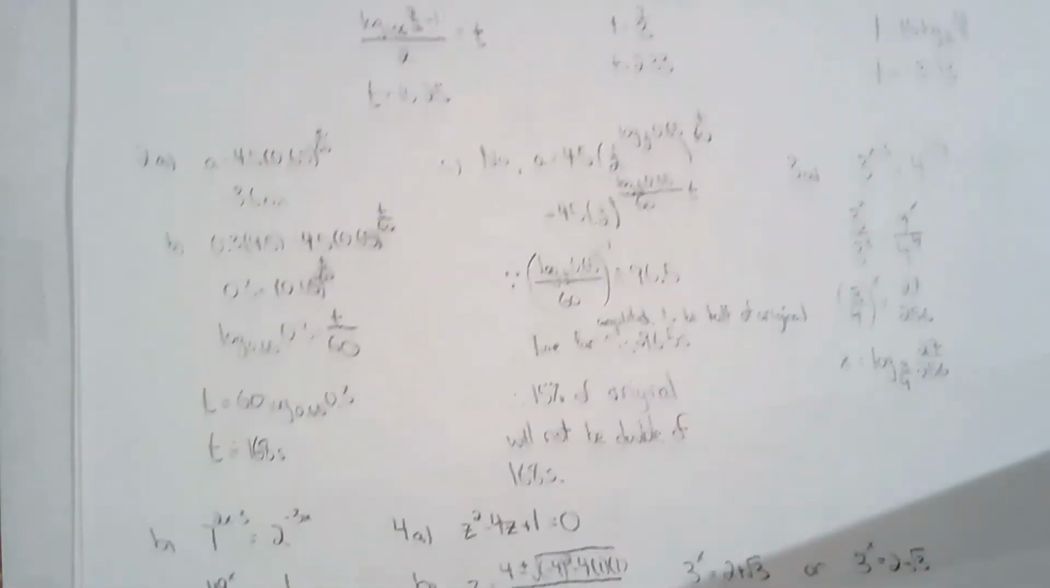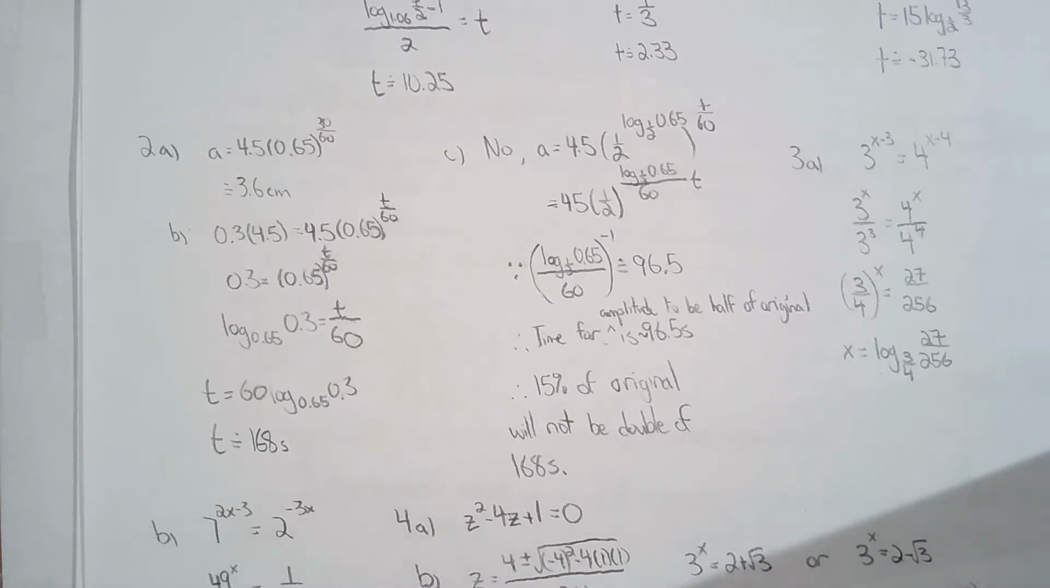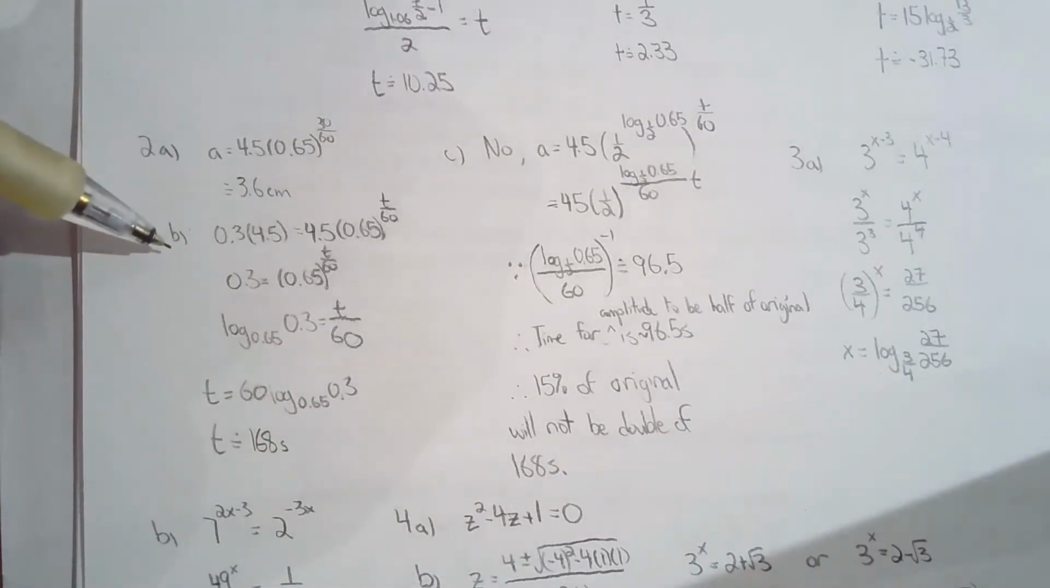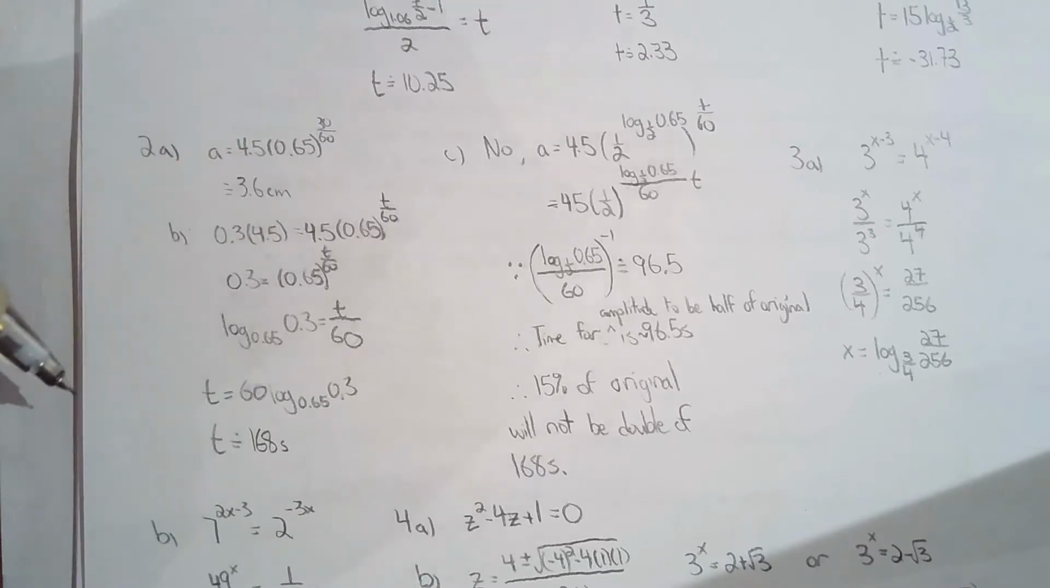Okay, so for question 2, you have a relationship between the amplitude and time. So they gave me the time in 2a, so I solved for the amplitude. And for b, they gave me the amplitude, and I solved for the time. Not much to say there.